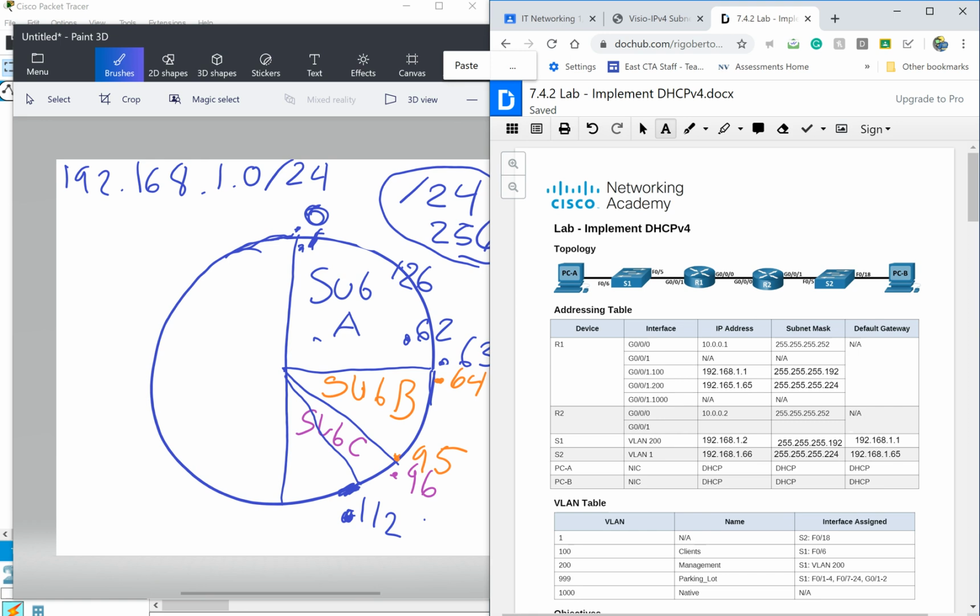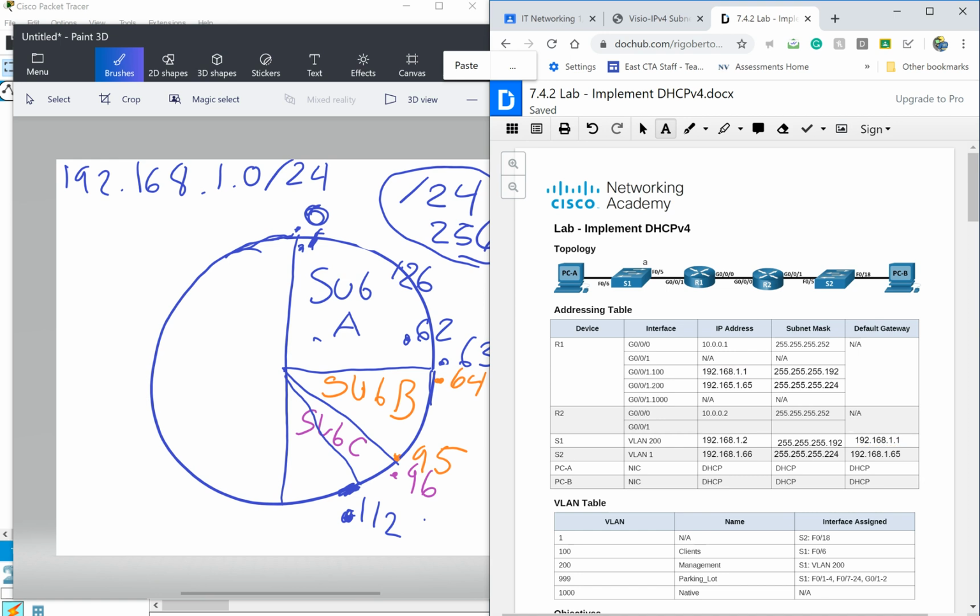The next thing it said was to take the second IP address and put it on S1's VLAN 200 interface. So 192.168.1.2, same subnet mask. Remember, 255.255.255.192. It has to match up. My default gateway is going to be G0/0/1.100.